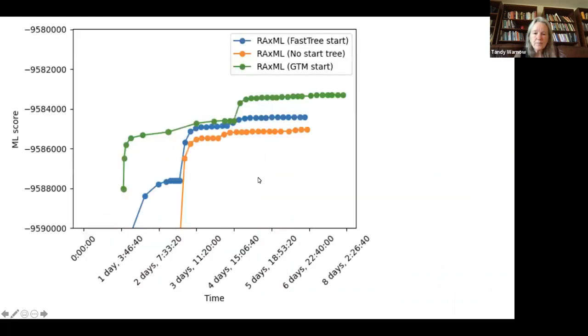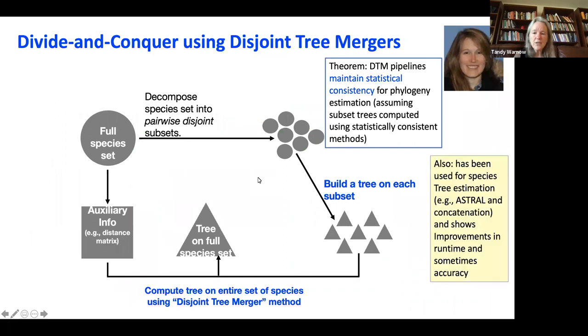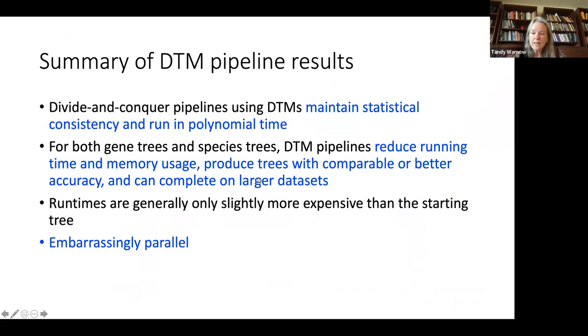So I'm going to skip and just go to this summary. These divide and conquer pipelines have nice theoretical guarantees. You can use them with species tree estimation as well. They maintain statistical consistency. They can run in polynomial time. They're highly parallelizable. And the technique we're particularly using uses an initial tree to do the decomposition and the combination step. And the whole thing is very, very fast.